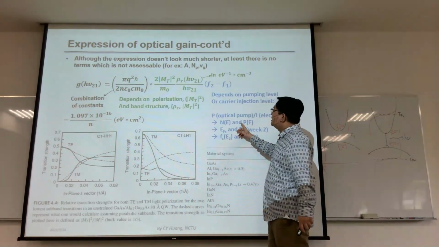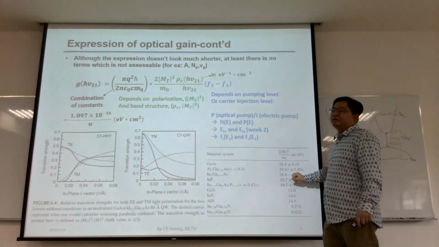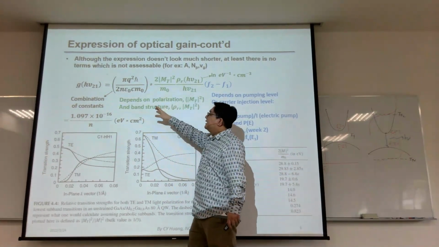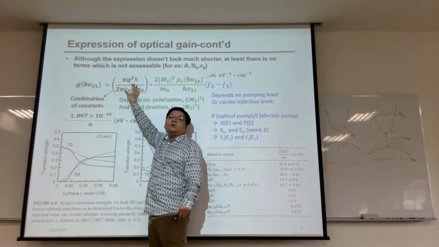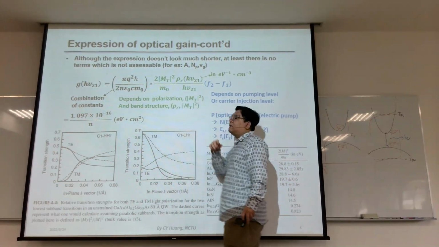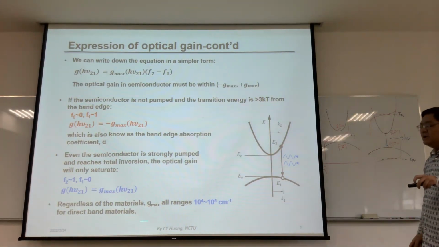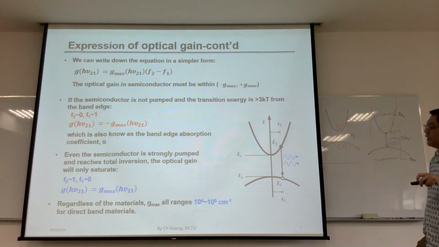So the most influencing factors: one is the momentum matrix element, second is the effective mass of the carriers, and third is the refractive index. The rest of them are almost all constants. So the gain usually ranges from around 1e4 to 1e5 per centimeter. So it has a minimum range and a maximum range.